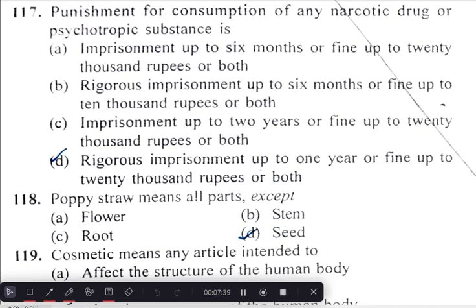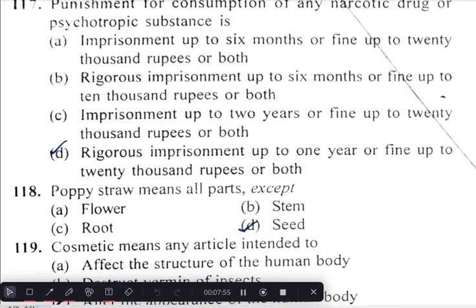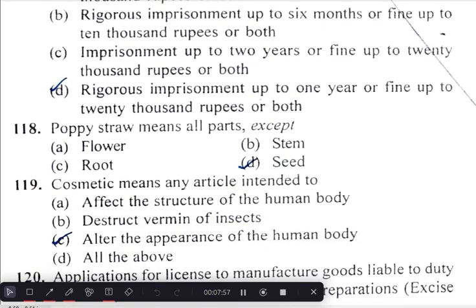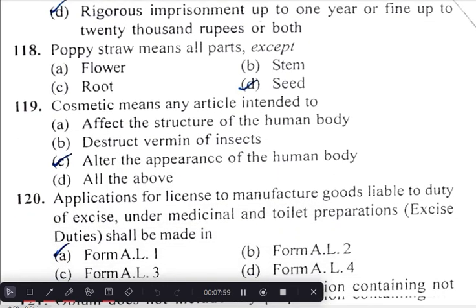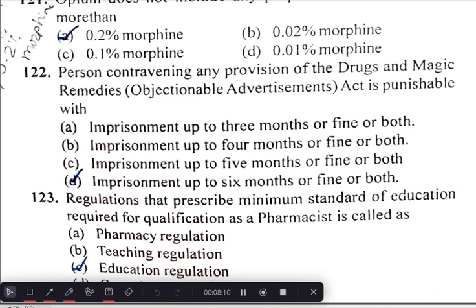Punishment for consumption of any narcotic drug or psychotropic substance is rigorous imprisonment up to 1 year or fine up to 20,000 rupees or both. Poppy straw means all parts except seeds. Cosmetic means any article intended to alter the appearance of the human body. Applications for license to manufacture goods liable to duty of excise under the Medicinal and Toilet Preparations Excise Duties shall be made in Form AL1.